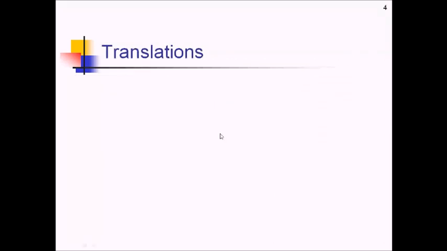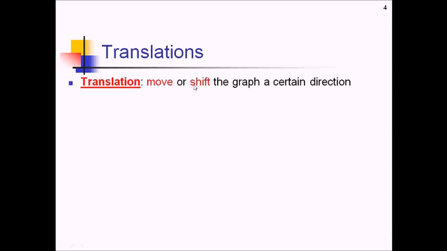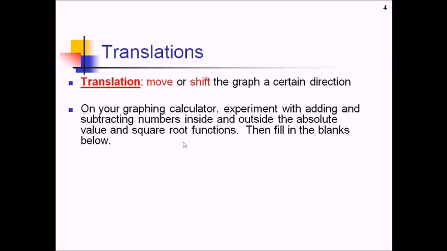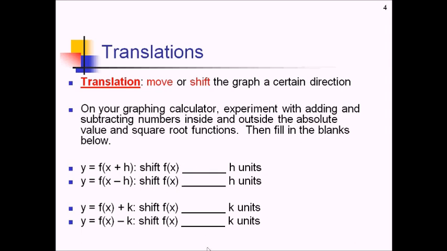So let's talk about some new material now. Translations, that is a move or a shift of the graph in a certain direction. We're not changing the way the graph's facing or the size, only the location. In order to explore these, take out your graphing calculator and experiment with adding and subtracting numbers inside and outside the absolute value and square root functions. Then go ahead and fill in these blanks here.